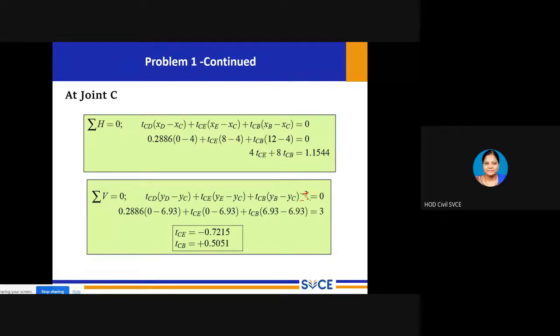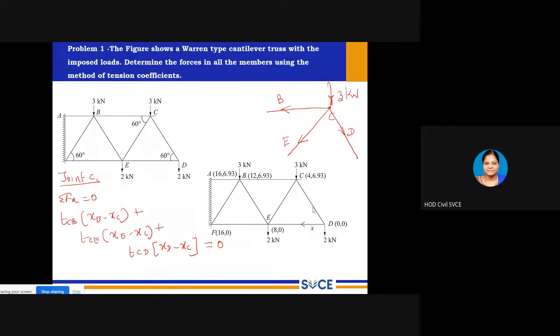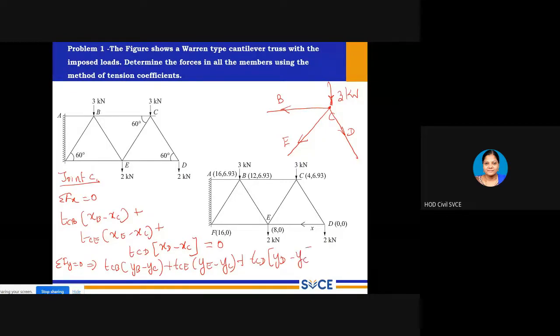Okay. Now coming to Y. So what is the Y equation again? Summation Fy equal to zero. If I apply, so you have TCB into (YB minus YC) plus TCE into (YE minus YC) plus TCD into (YD minus YC). Again, you have one external force in the Y direction, so you have to put minus 3 is equal to 0.